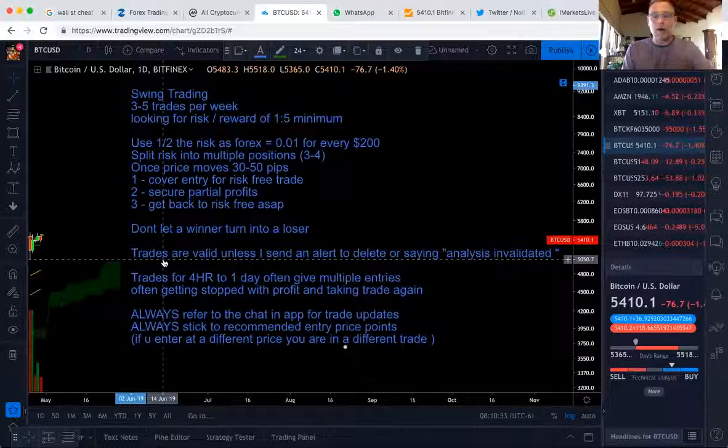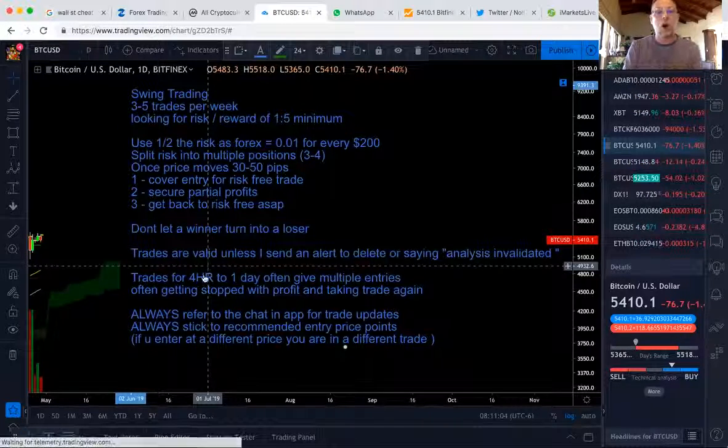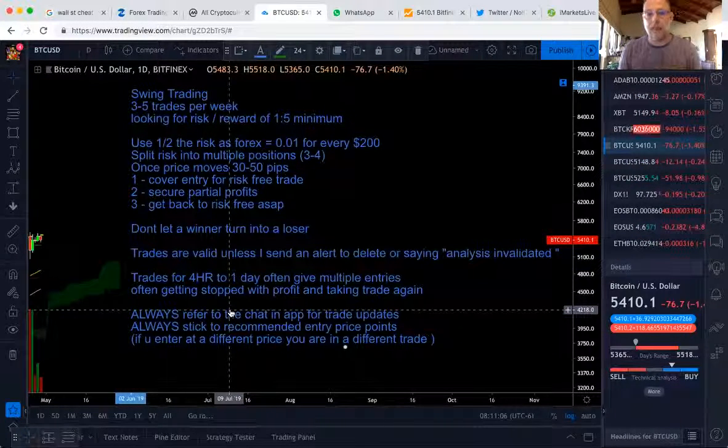Next thing, all the trades that I send are valid unless I send an alert saying delete this trade or the analysis has been invalidated, okay? The trades for a 4-hour time frame to a 1-day time frame often give us multiple entries, meaning that they often will move and then come back to our entry price. So a lot of times we are getting stopped out with profit and taking the same trade again, okay? And those trades are valid unless I send an alert that says, hey, this trade is invalidated or delete this trade setup, okay?